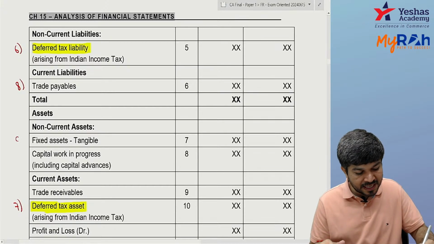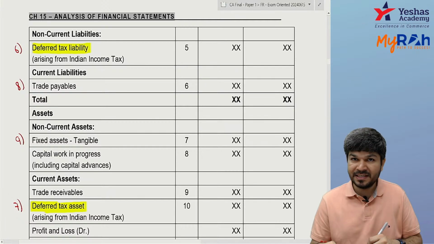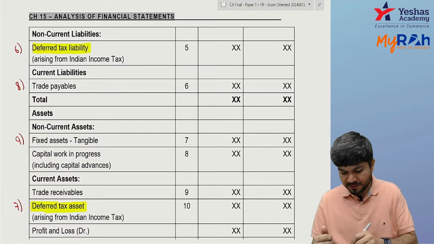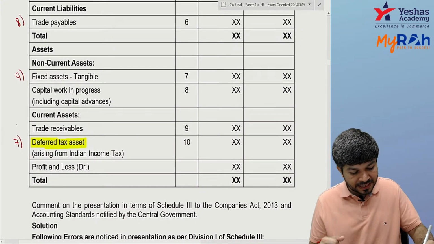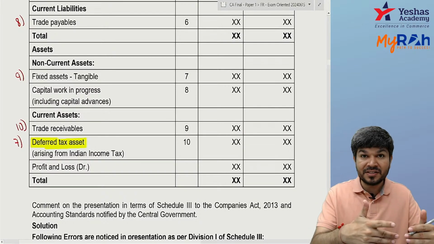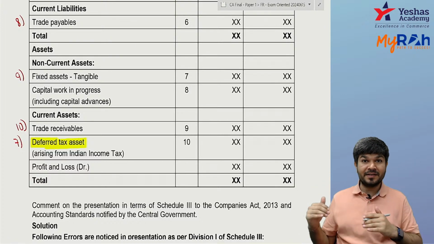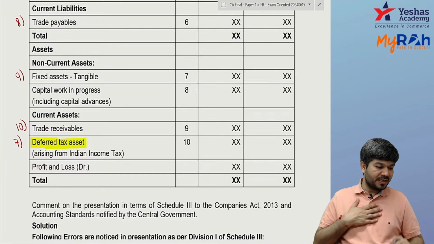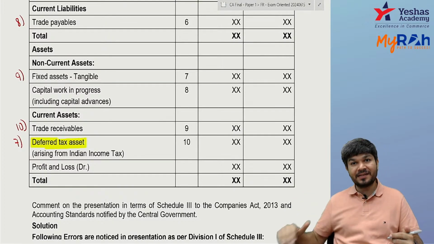Achha, we don't call it fixed asset, we'll call it PPE. Okay, CWIP is fine. Trade receivable is fine under current asset. Achha, but under current asset, I'll have financial asset, and under that, trade receivable. Reason: trade receivable is a contractual right to receive cash, so it will come under financial asset. So under current asset, financial asset, under that trade receivable.